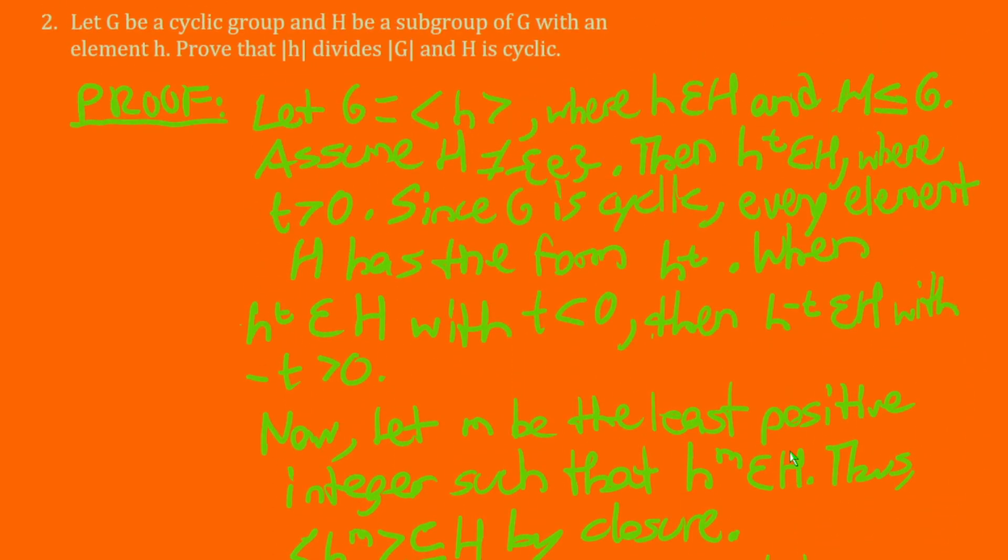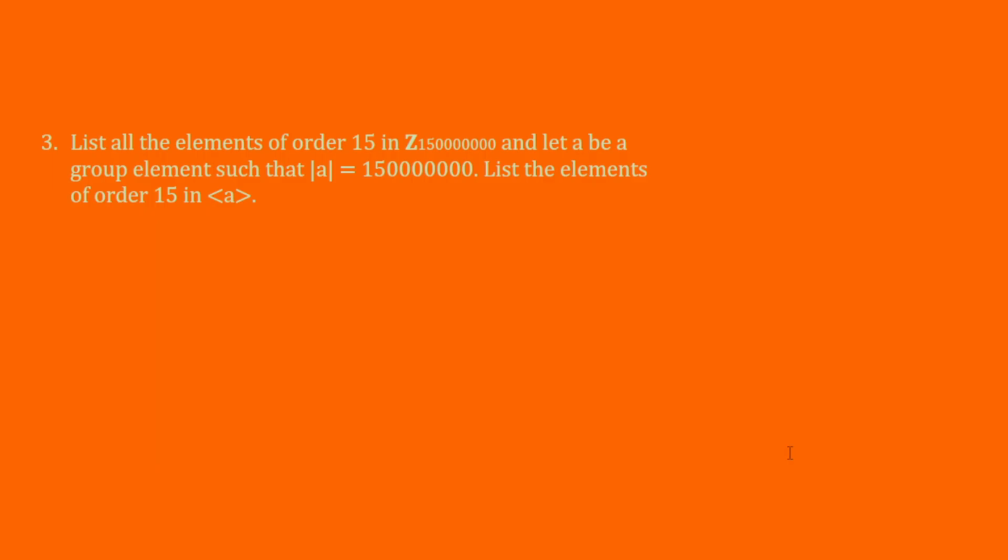So yeah, that proof was a lot to consider, but we're basically just following the proof for the fundamental theorem of cyclic groups. We're just changing our variables based on our problem statement. All right, let's go to problem 3. This is an interesting problem.